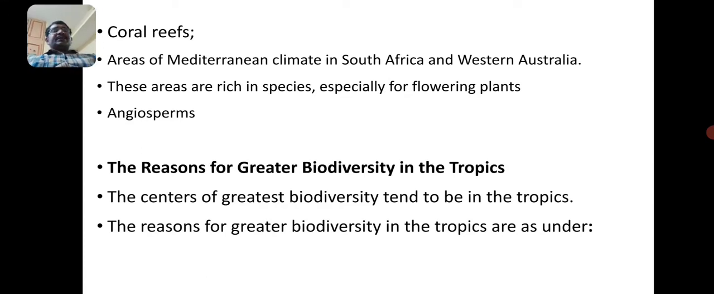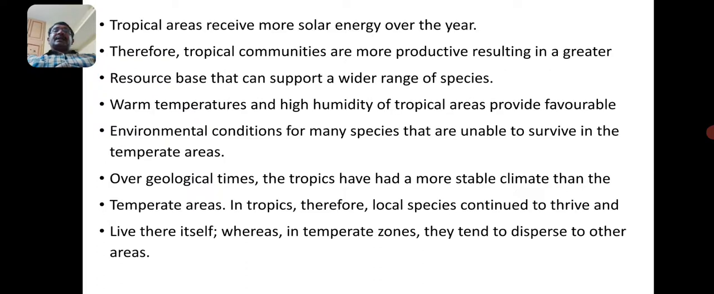Regions of greater biodiversity are in the tropics. The centers of great biodiversity tend to be in the tropics. The reasons for greater biodiversity in the tropics are as follows. Tropical areas receive more solar energy over the year. Therefore, tropical communities are more productive, resulting in a greater resource base to support a wide range of species. With warmer temperatures and high humidity, tropical areas provide favorable environmental conditions for many species that cannot survive in temperate areas.